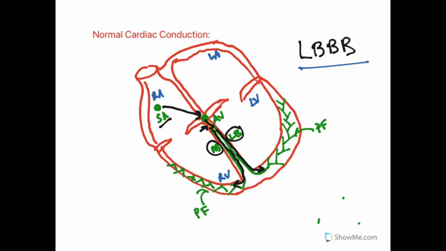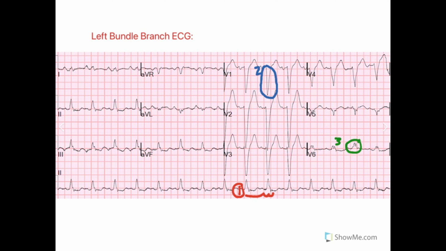A left bundle branch block is exactly what it sounds like. The left bundle is blocked. So the depolarization travels down the right bundle from the bundle of His first, and then slowly makes its way across the septum. So the depolarization of the left ventricle is actually delayed. So there are EKG findings because of this.